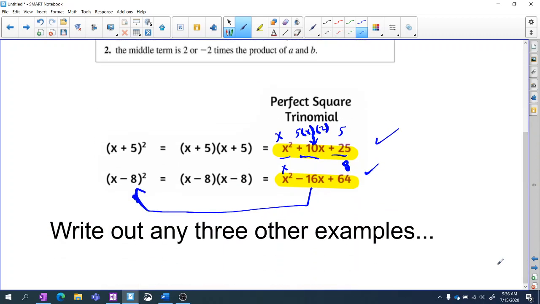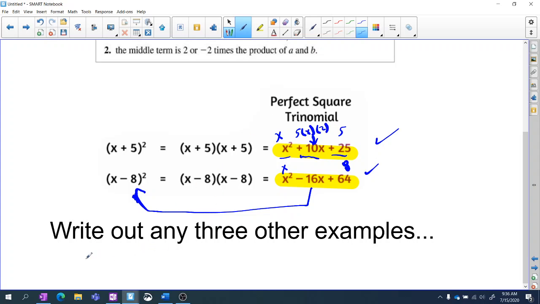So it says here, write out any 3 other examples. You could make your own. Make up your own perfect square trinomials. So if you're watching the video, maybe pause it for a second and see if you can write out 1 or 2 examples of what you think would be a perfect square trinomial.